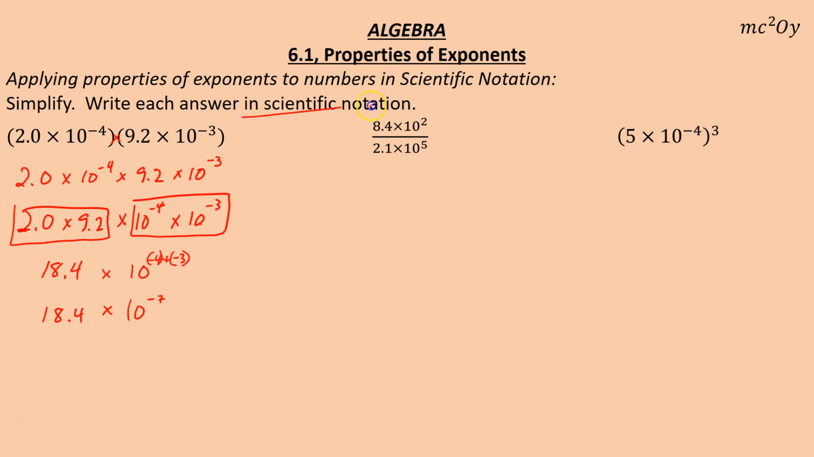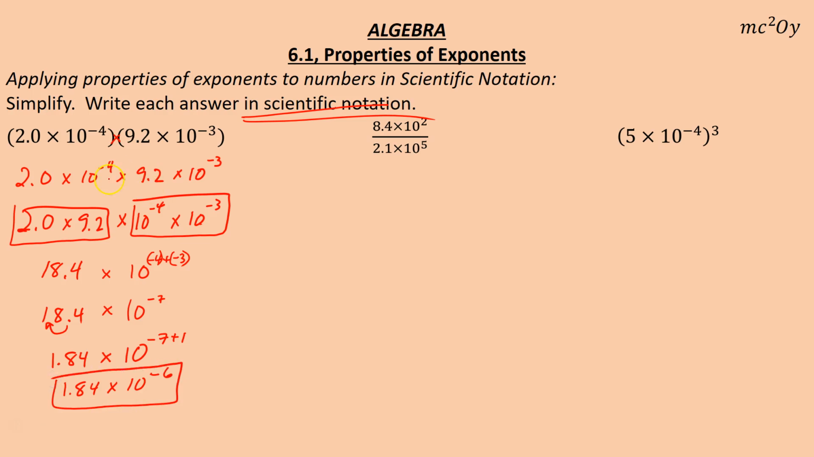It says put your answer in scientific notation. So 18.4 is not between 1 and 9.99, so I've got to move that decimal one place this way. I started with a bigger number and got one smaller, so if this number gets smaller, this one has to get bigger. By taking a place value off there, I've got to put that one back on over here. So it's negative 7, and I'm adding back that one I took off. So that's actually 1.84 times 10 to the negative 6.